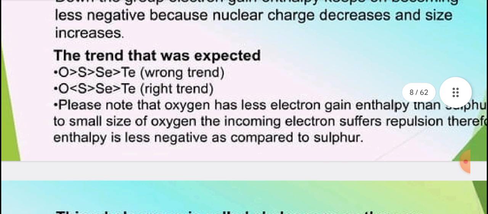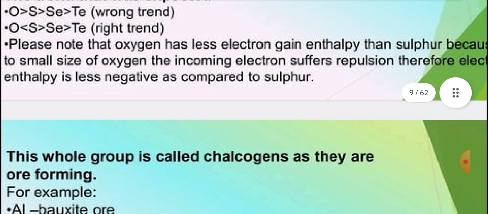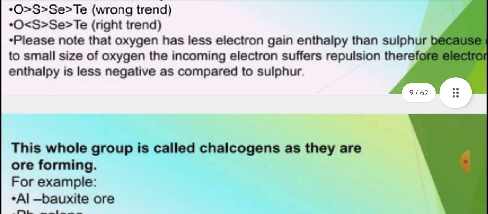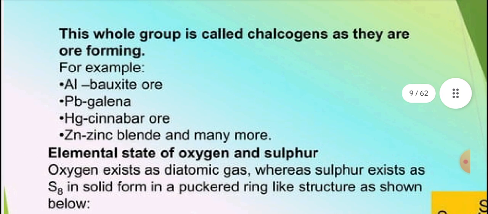electron gain enthalpy. Oxygen has less electron gain enthalpy than sulfur. Why? Because due to the small size of oxygen, the incoming electron suffers more repulsion. Therefore, electron gain enthalpy is less negative as compared to sulfur. This whole group is called chalcogens.